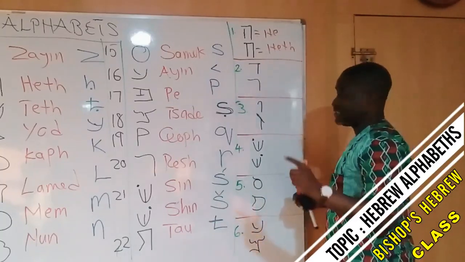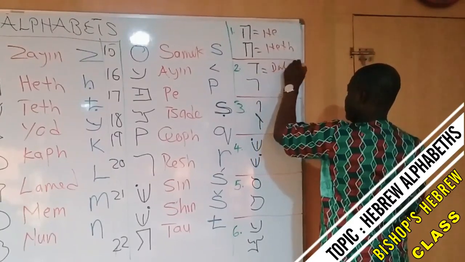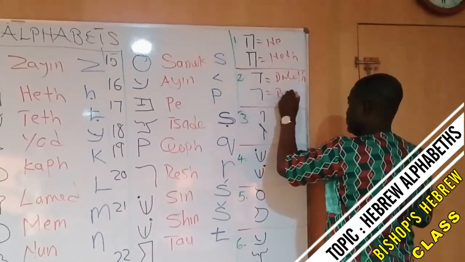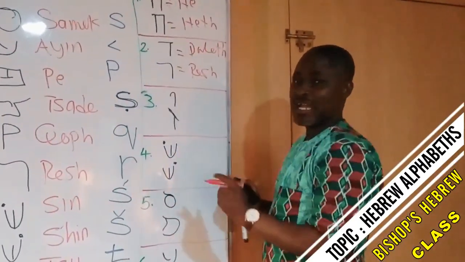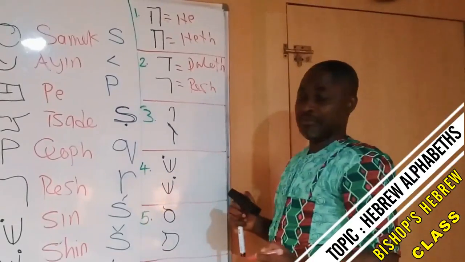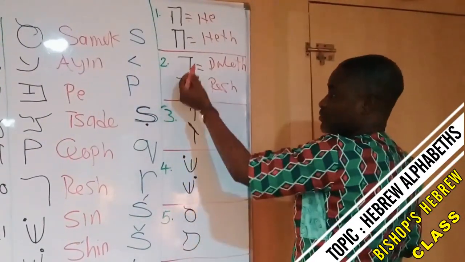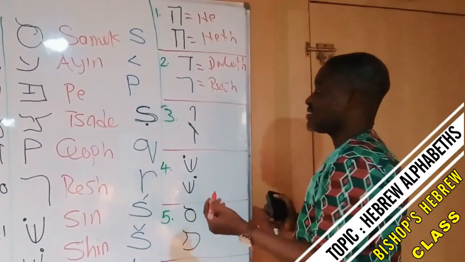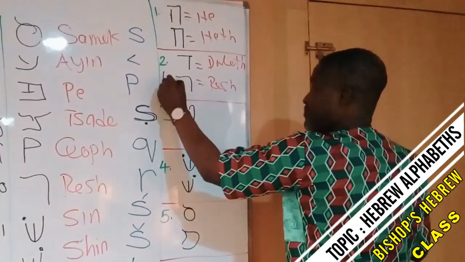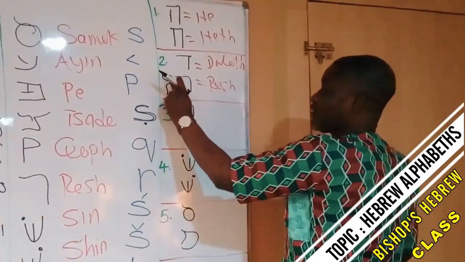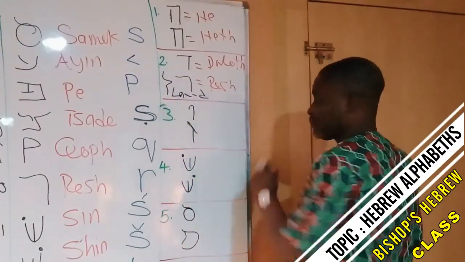Another set of letters that look similar is Dalet and Resh. Now, Dalet is blunt and has a little tail at the back, but Resh is not blunt. When you take a good look at them, you see the difference. And another letter that looks similar to them is Lamed. Lamed has a long tail up there, so it's different from the other two.